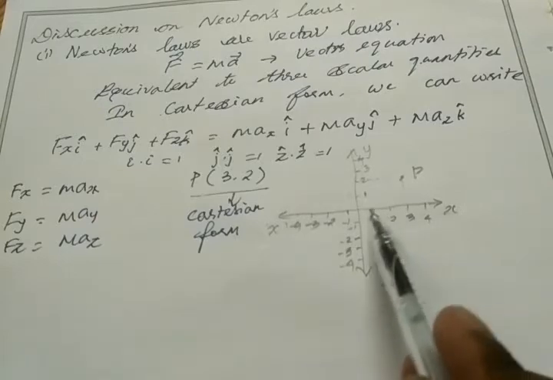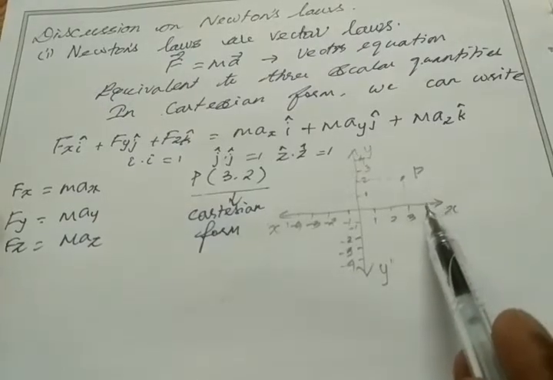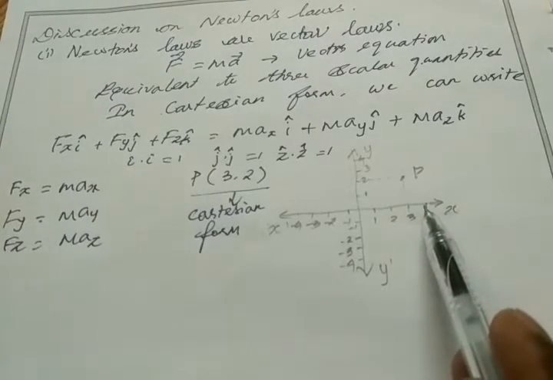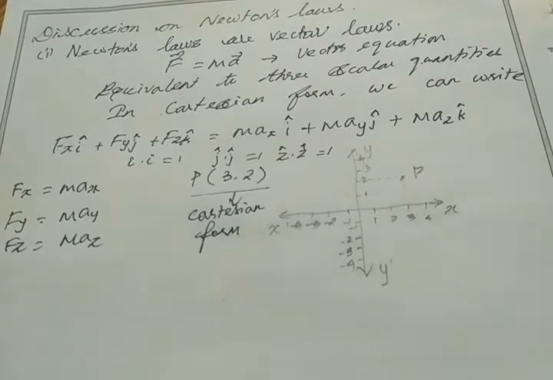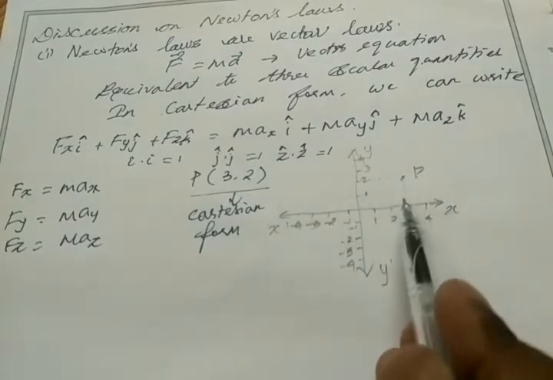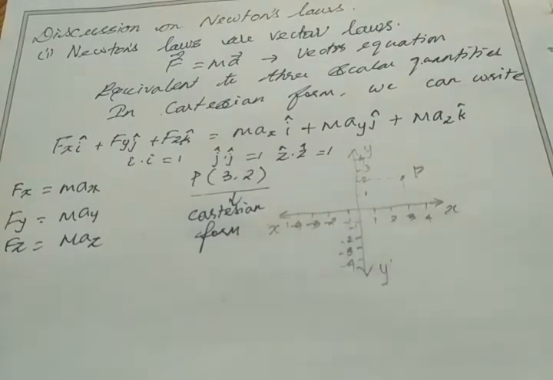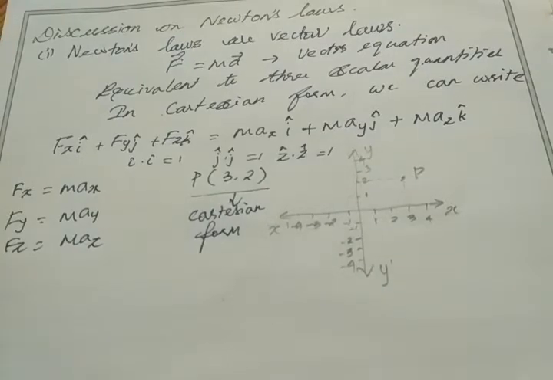If we give some force along the x-axis, that force only alters the speed of the object moving along the x-axis. It won't affect the y-axis or z-axis. Similarly, if an object moving along the y-axis is given some force, it gains acceleration, but that force cannot create any effect along the z-axis or x-axis. So this is our first discussion.